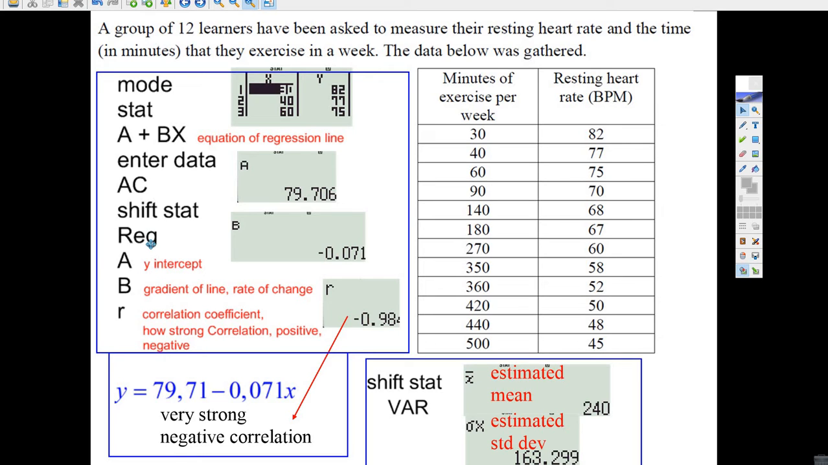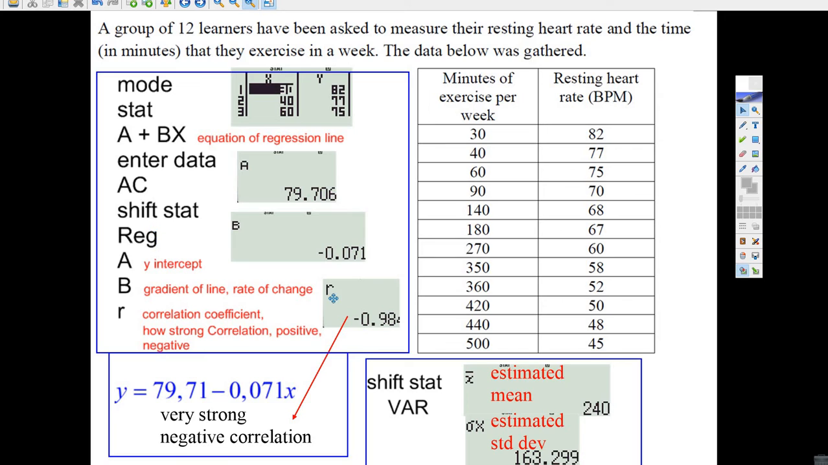So I went Shift Stat, regression, then I hit the one that said A, and then equals, and I got the answer. That's the Y-Intercept. You put it in where A is, 79.71. And then you go back, Shift Stat, AC, Shift Stat again, hit B, and you get the gradient. You put that in front of X. That's the equation of the regression line. The easiest 3 marks you can get, the calculator does all the work.